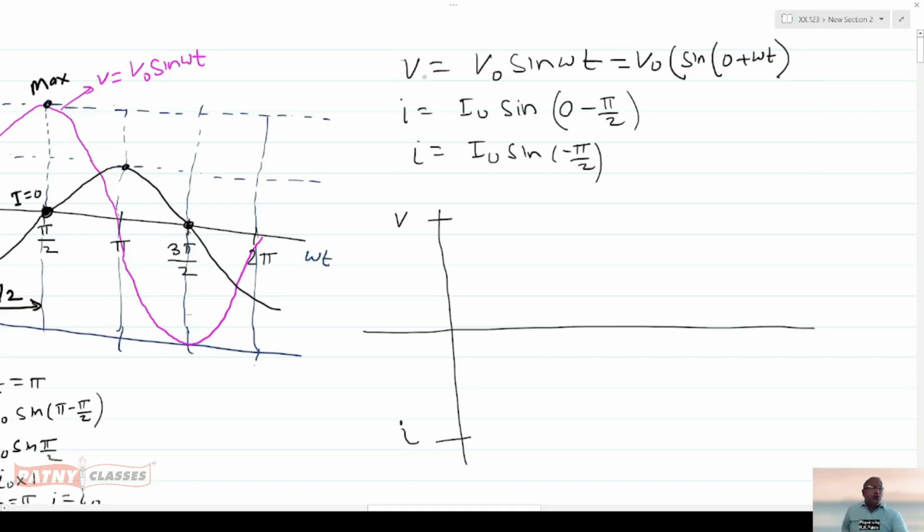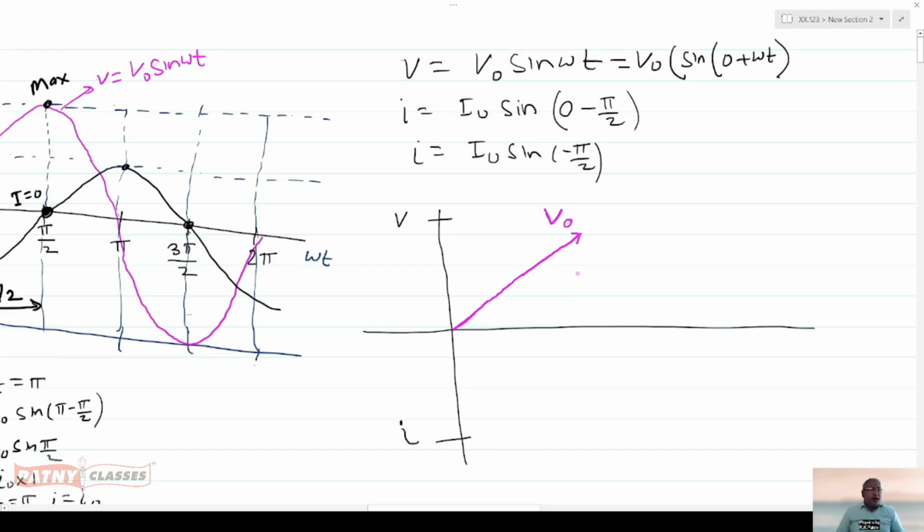We have the expression for voltage, that is V equals V naught sin omega t, which can be written as 0 plus omega t. Therefore, the vector diagram for the voltage applied across the inductor can be drawn. How much is the magnitude? It equals V naught. This is the phasor diagram for voltage, with value V naught.